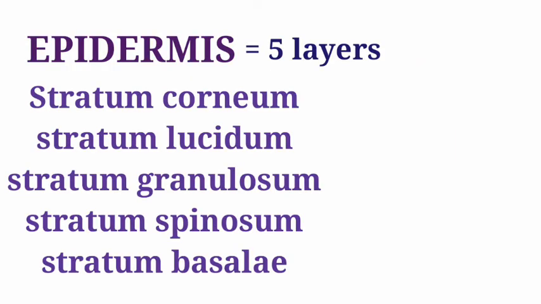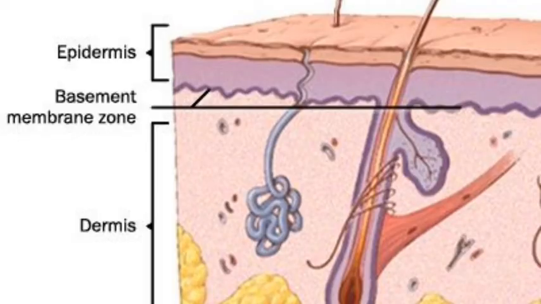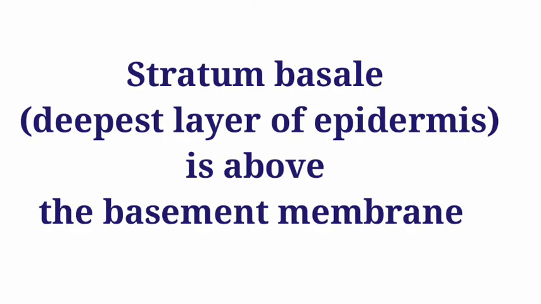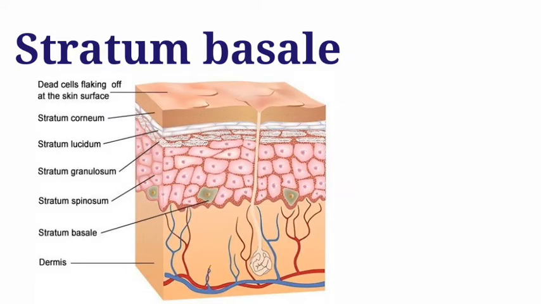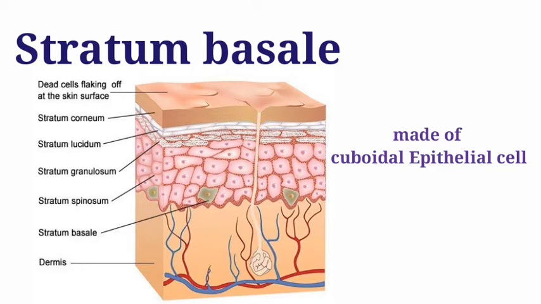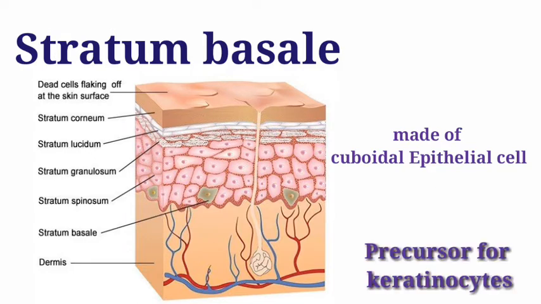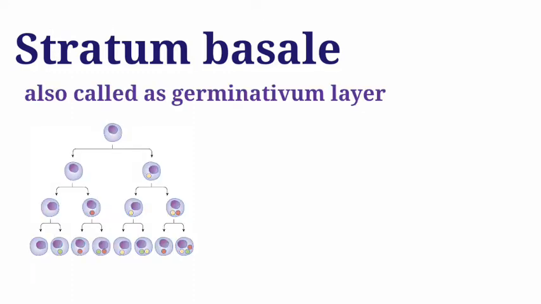Epidermis is made up of 5 layers: stratum corneum, stratum lucidum, stratum granulosum, stratum spinosum, and stratum basale. There is a membrane called basement membrane that separates epidermis from dermis. Stratum basale is above the basement membrane. Stratum basale is the last layer of the epidermis, which is made up of cuboidal epithelial cells. These cuboidal epithelial cells are the precursors for keratinocytes. Stratum basale is also called as germinativum because it keeps on producing new cells.